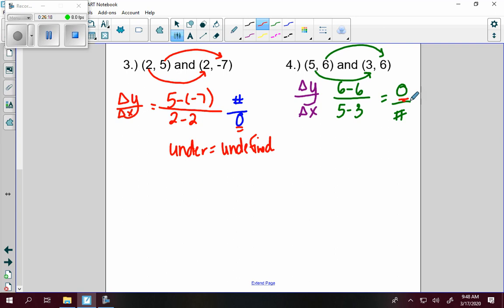When 0 is on top, it's 0. So an undefined slope or a 0 slope? Oh no! Let's think about what that looks like.